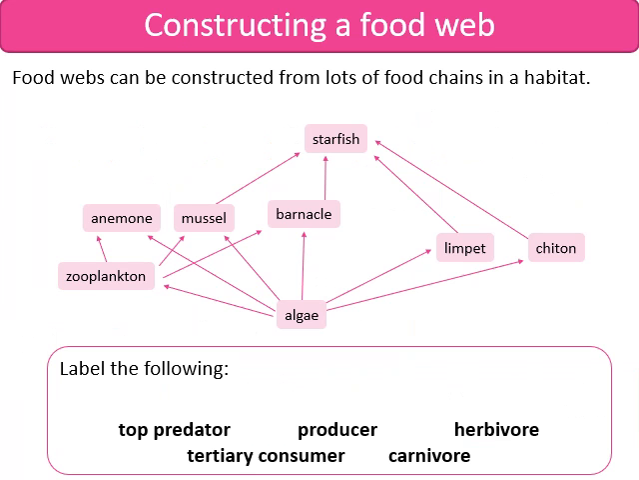Food webs give us a much better idea of the feeding relationships within an ecosystem, and a food web is simply made of lots of food chains linked together. The words at the bottom of the slide are words that you've probably come across before. Just stop for a moment and see if you can label all the different organisms in that food web using those words.